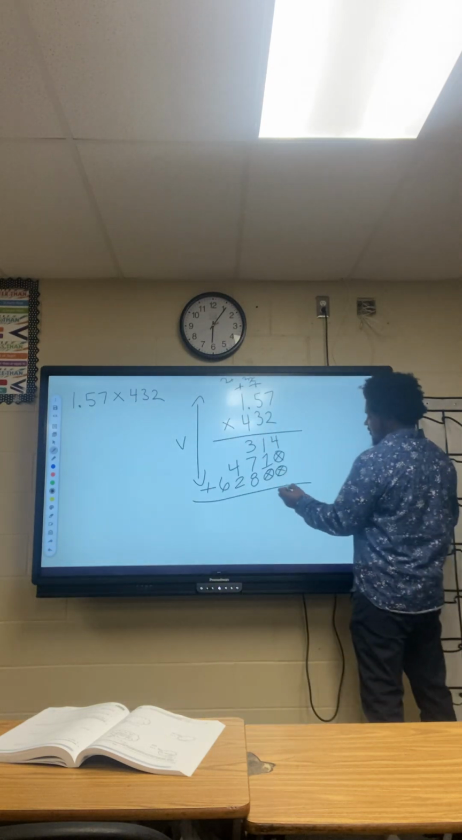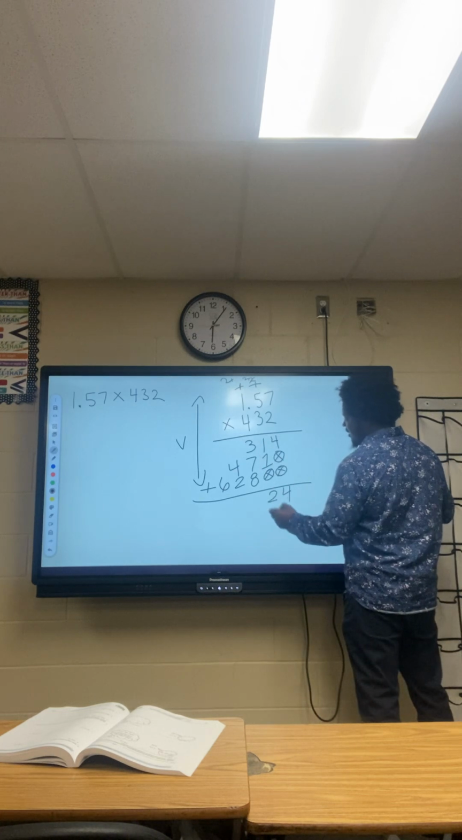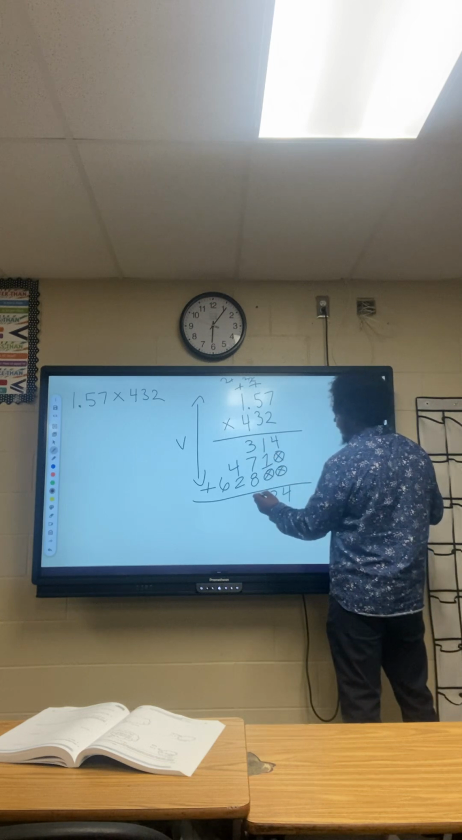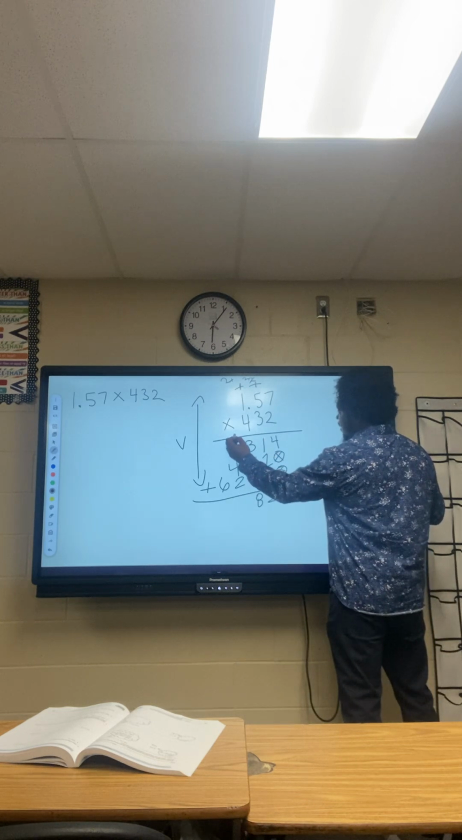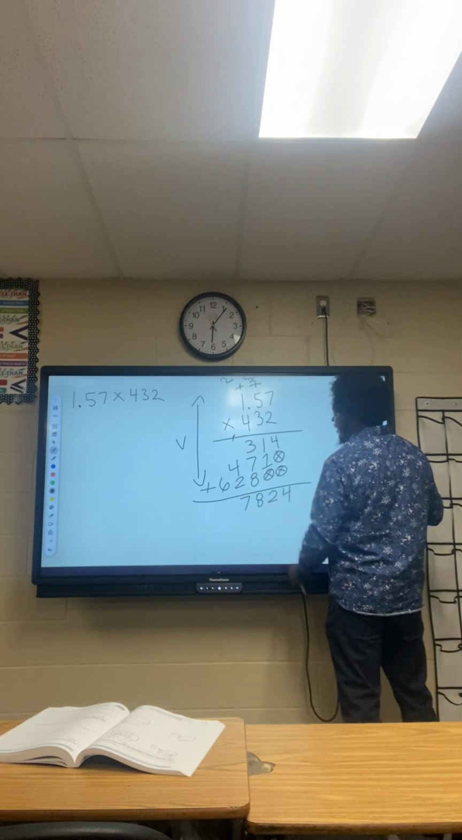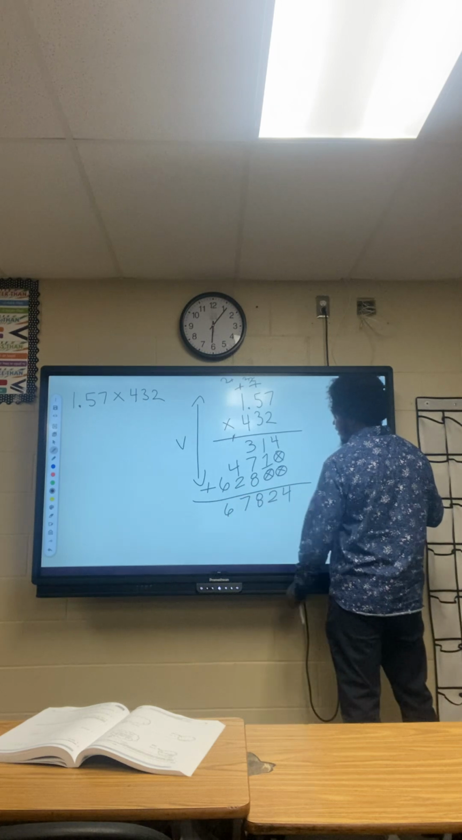4 plus nothing is 4. 1 plus 1 is 2. Then we have 8 plus 7, which is 15, plus 3 more gives us 18. So we're going to put an 8 down, carry our 1. 4 plus 2 is 6, plus 1 more is 7. And then we have 0 plus 6 gives us 6.